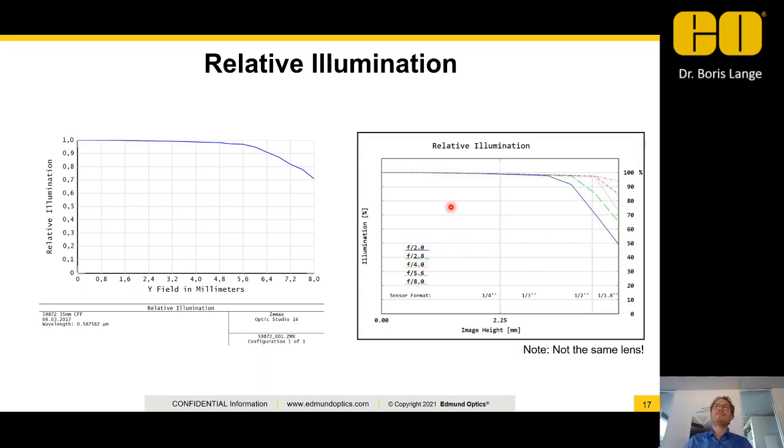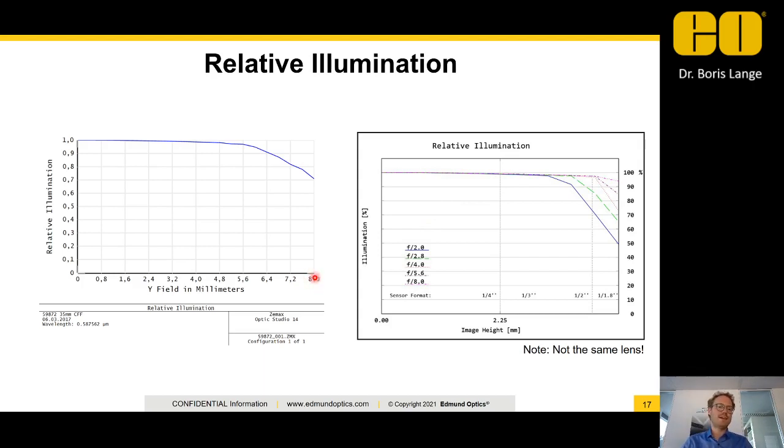So always keep this in mind. If you only happen to see a single curve in such an RI plot, it might be that the manufacturer just plotted the fastest F number, so say maybe 1.4, 1.2, even if it's a very fast lens. And if that's the case, you shouldn't be surprised that the RI curve is really taking a big hit, depending on the image circle diameter under discussion, the maximum field that's plotted here.